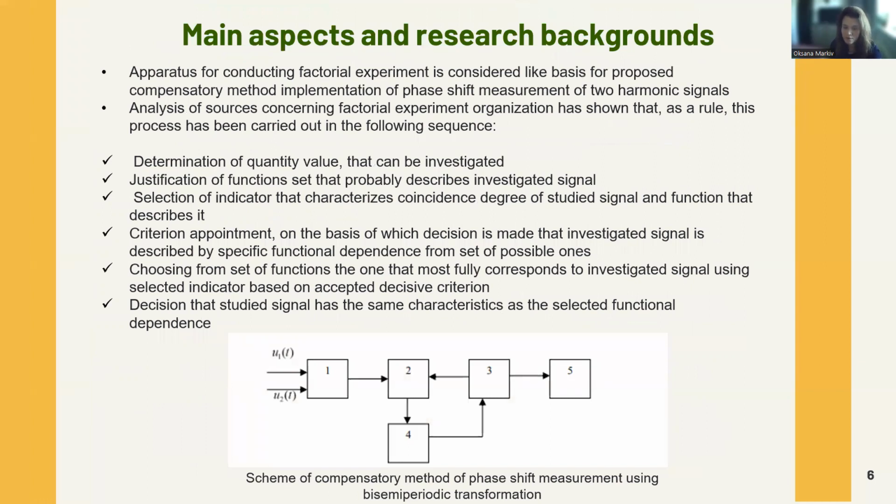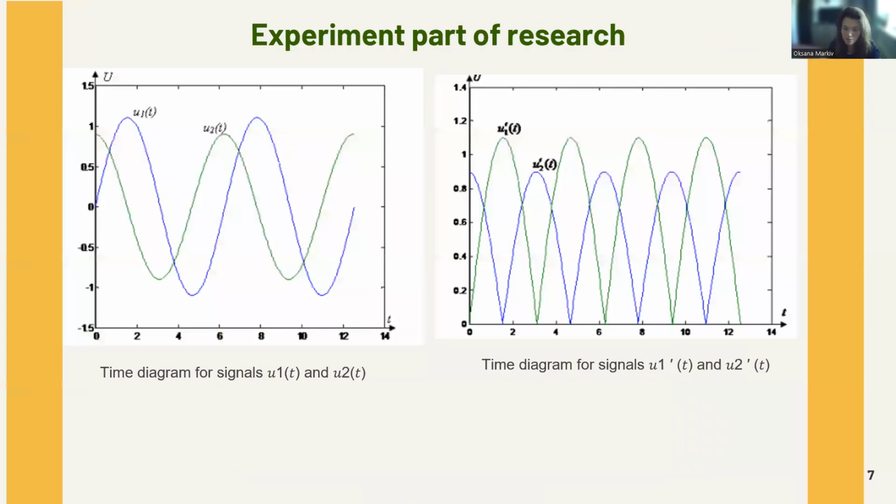Under bisemiperiodic conversion of input signals, we mean that input sinusoidal signals turn into two semi-periodic ones with further summation. By the form of the received signal, the phase shift is determined. The operation of transforming a sinusoidal signal into two semi-periodic may be done with the help of a diode bridge or diode resistive converter. It is needed to consider the measurement procedure by measuring harmonic signals' phase shift, and this slide demonstrates the time diagram for signals.